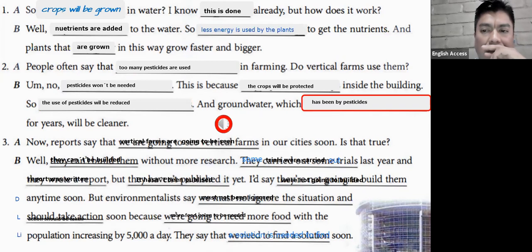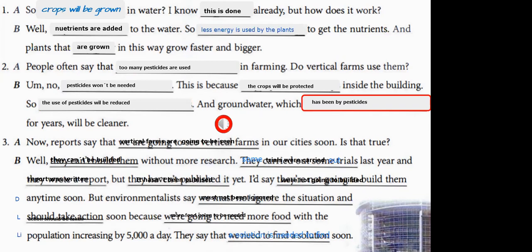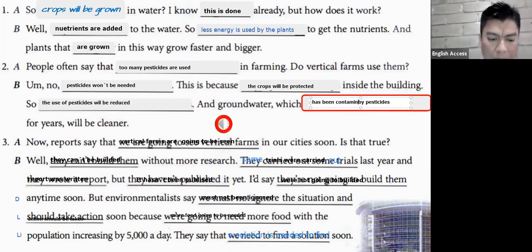Has been contaminated. Contaminated by pesticides. Has been contaminated. Okay, next.